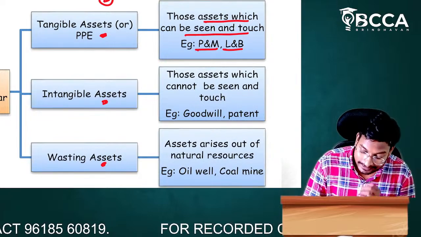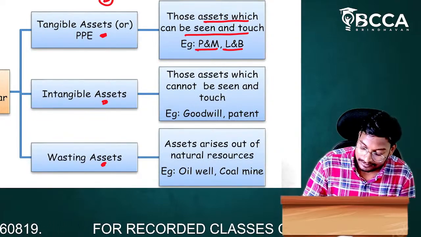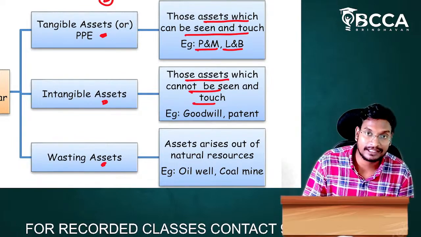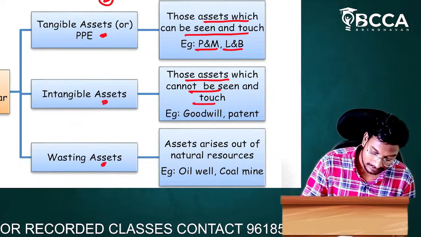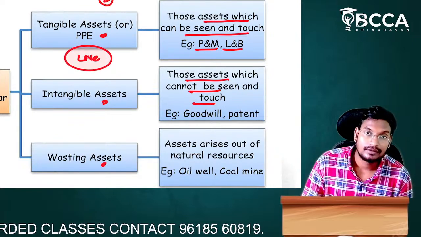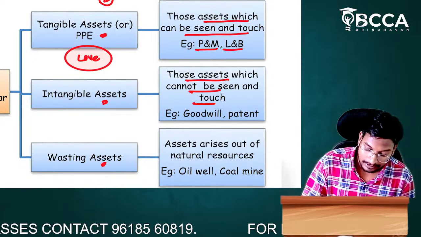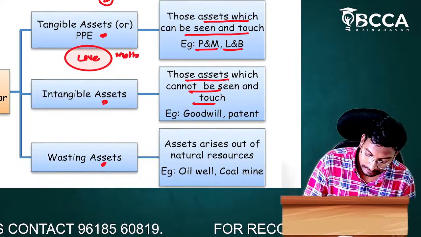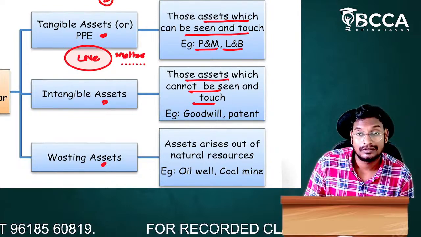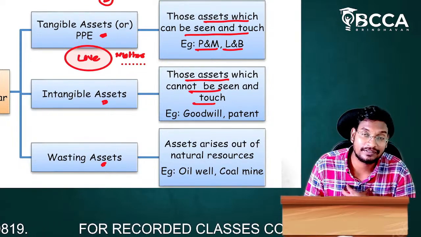Next, intangible asset. Intangible asset means which we cannot see and touch, but we can feel it. You all know that, sir. What is this one, sir? Love. What are you guys thinking about love? Not that one, sir. I am saying a mother's love. Here the mother's love, we cannot see, but we can feel, sir. Only we can feel that love.